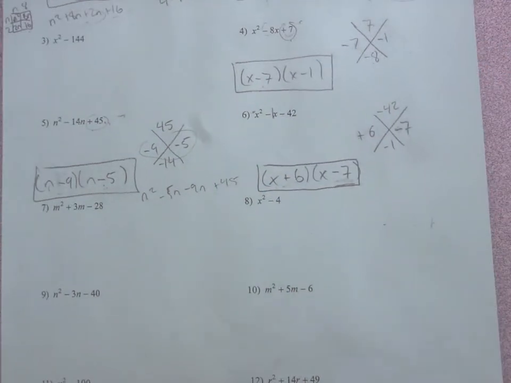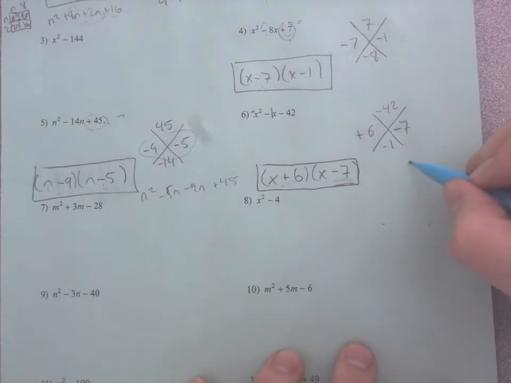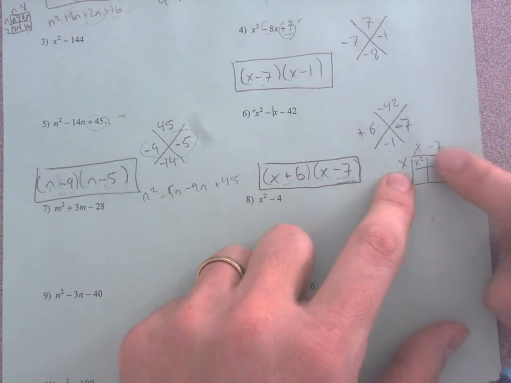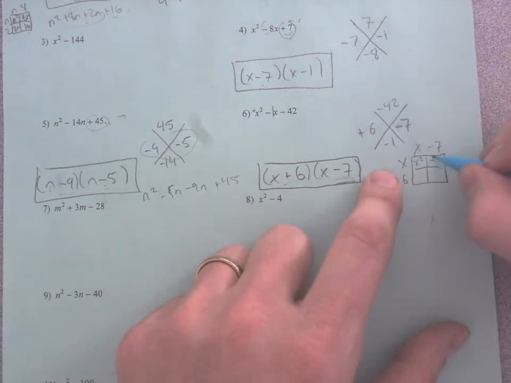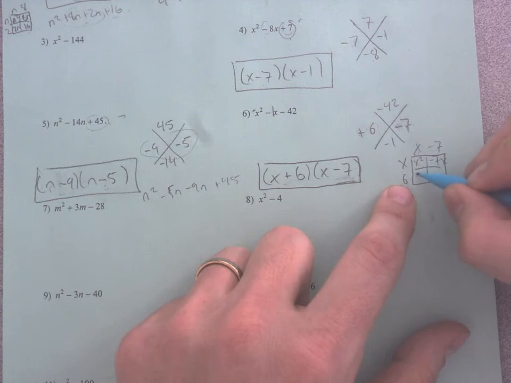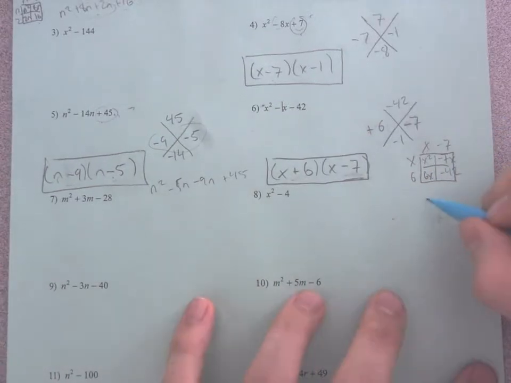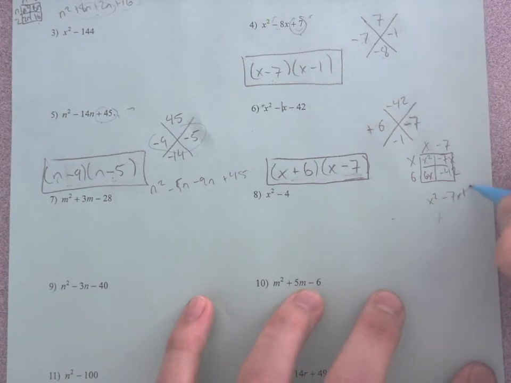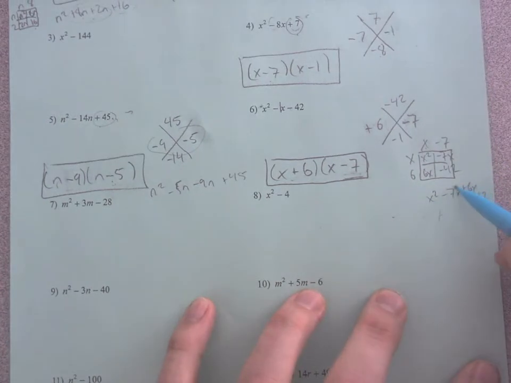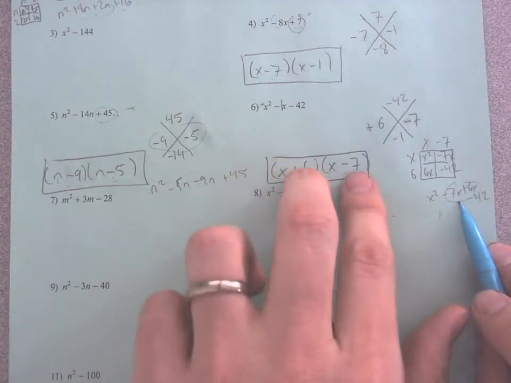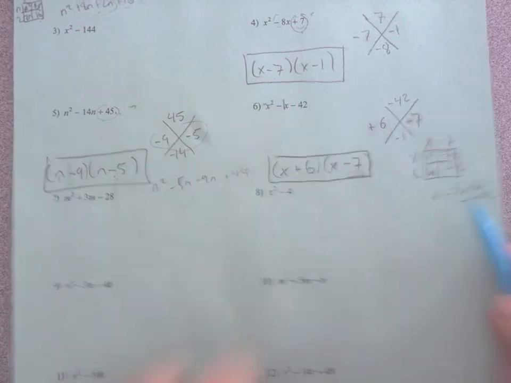If we were to FOIL this, or use the box method, we could check our answer. So let's just double check to make sure that that actually makes sense. x plus 6, x minus 7. So x times x is x squared. x times -7 is -7x. x times 6 is 6x, and 6 times -7 is -42. So I got an x squared minus 7x plus 6x minus 42, and when I combine those two guys, I'm going to get a -1. So yeah, if I multiply these two, I get this, which means these are the right factors.